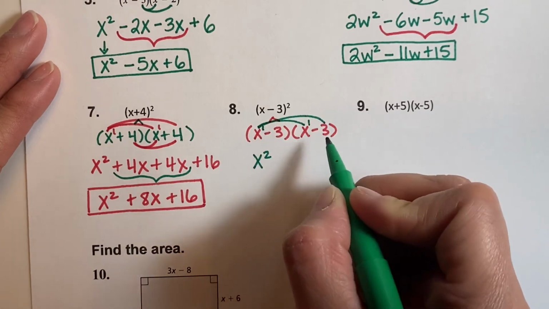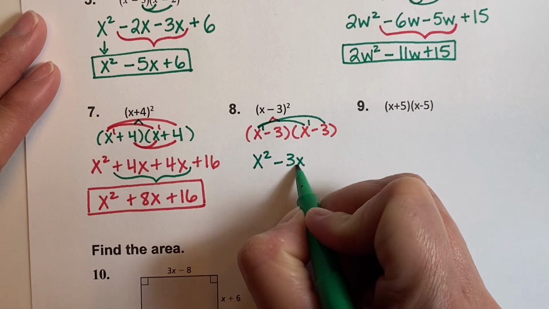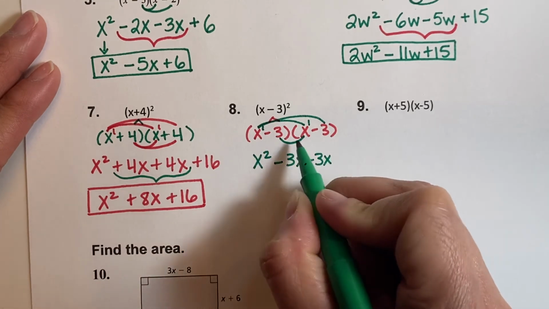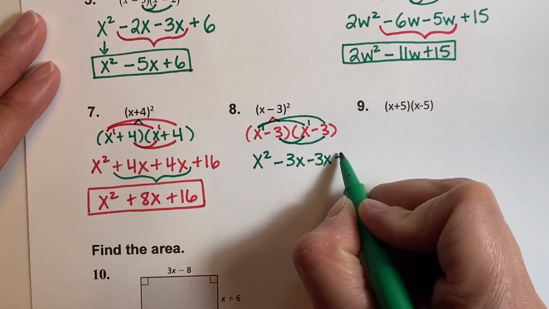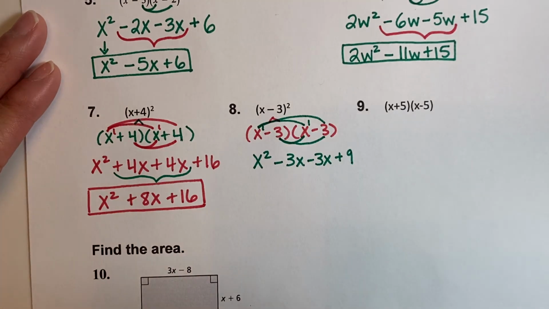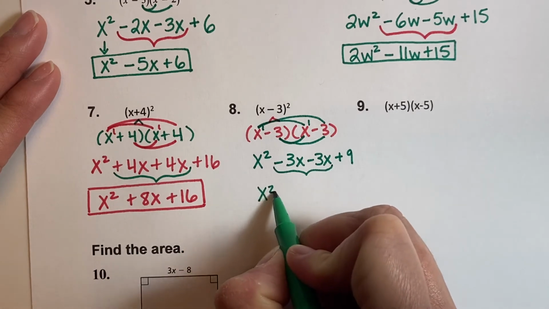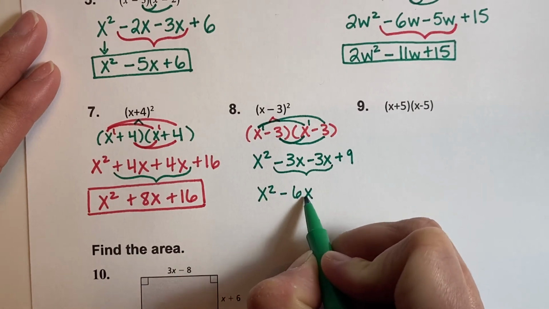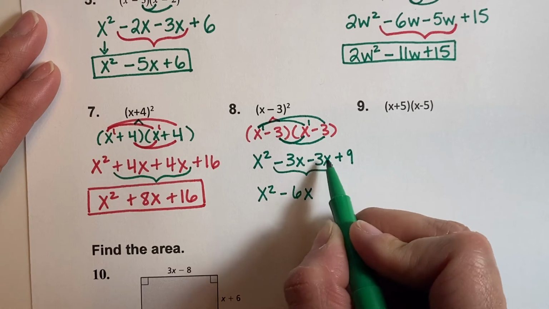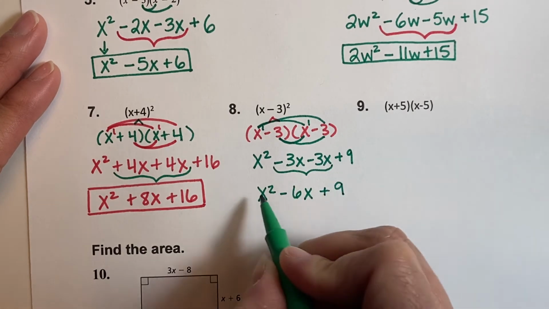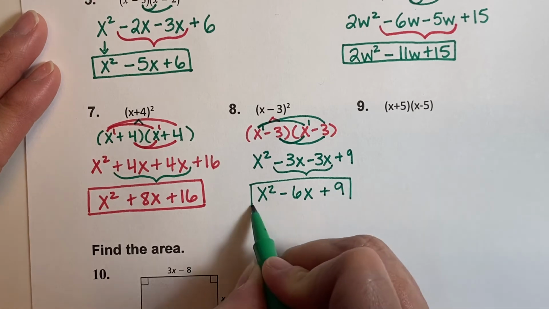X times -3 is -3x. -3 times x is -3x. -3 times -3 is a positive 9. Last, combine your like terms in the center, and you're going to get x squared minus 6x, -3x minus 3x. Combine them, leave the exponent alone. And this is your final answer.